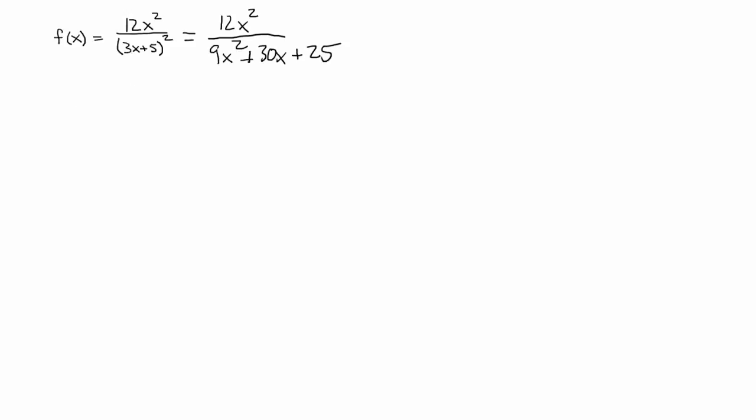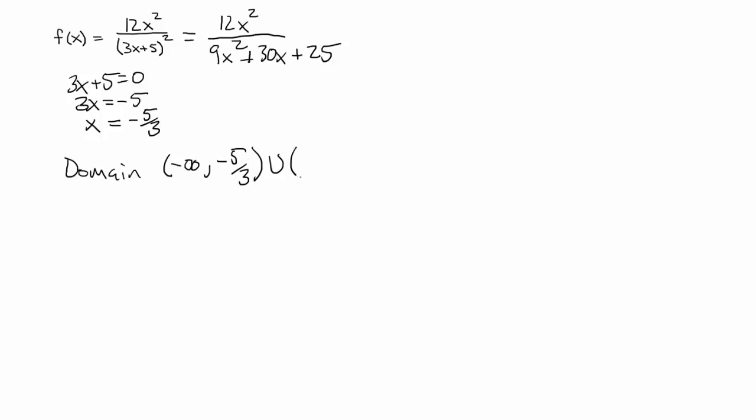And for the domain, it's actually easier to look at the way it was written first, right? Because in order for the denominator to be equal to 0, we can just set the inside of the parentheses equal to 0. So I'm going to say 3x plus 5 is equal to 0, and then 3x is equal to negative 5, and x is equal to negative 5/3. So now for domain, we know that it's all real numbers except for negative 5/3. And that's also the value that makes our denominator equal to 0, and it does not make our numerator equal to 0. So that's also going to help us with our vertical asymptote. So domain is negative infinity to negative 5/3, union negative 5/3 to infinity.